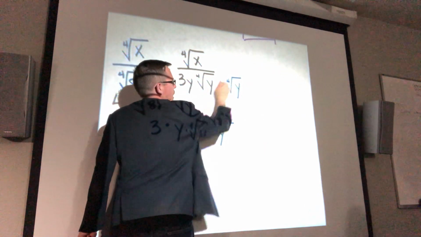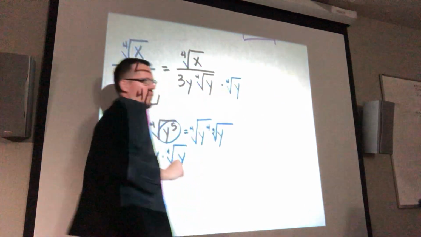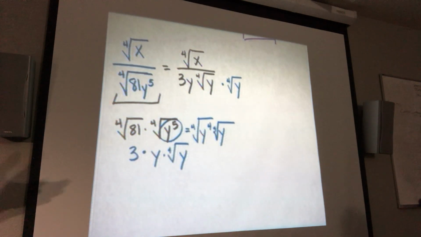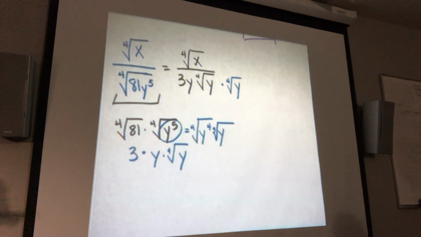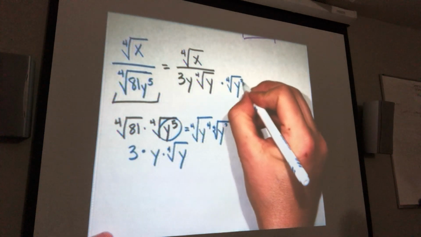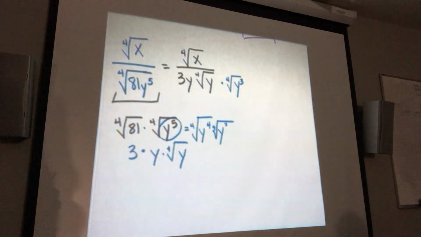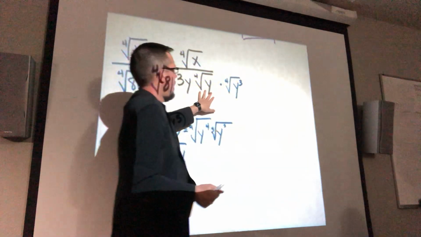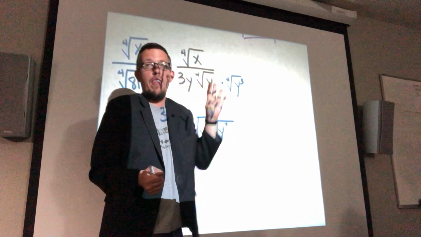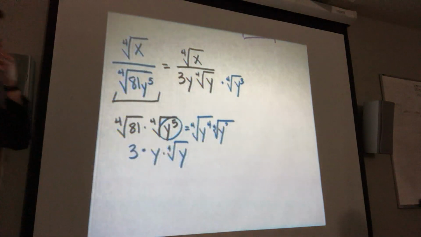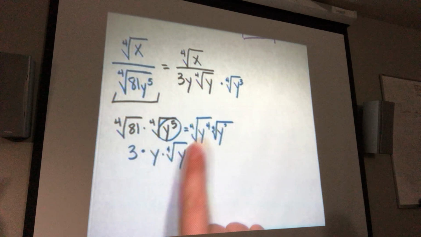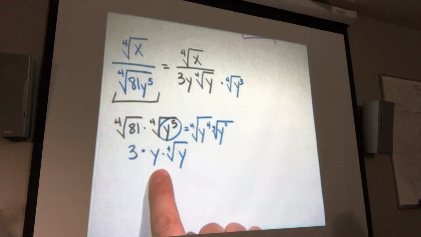I want the fourth root of y to the fourth. So what do I need to multiply y by to get y to the fourth? 4. I need it to be 4. How many more y's do I need? 3 more. I need 3 more. The fourth root of y times the fourth root of y cubed is going to be the fourth root of y to the fourth, which is what I want. Fourth root of y to the fourth is just y. We figured that out a minute ago. Fourth root of y to the fourth gave us just y.